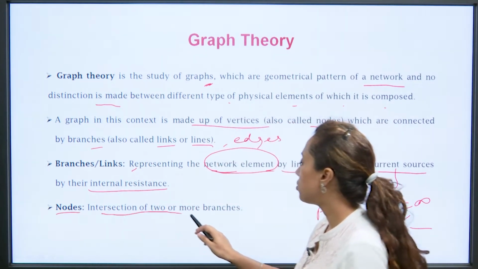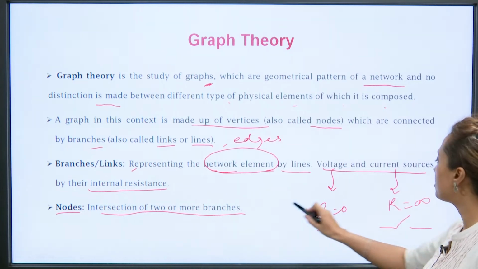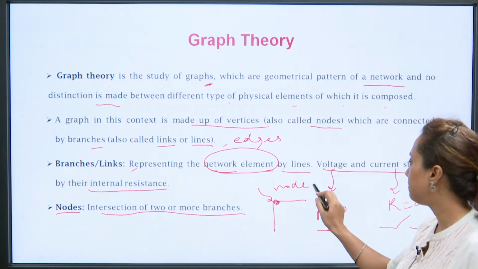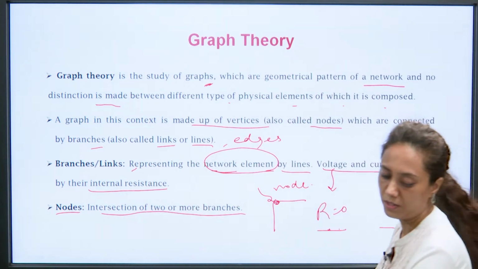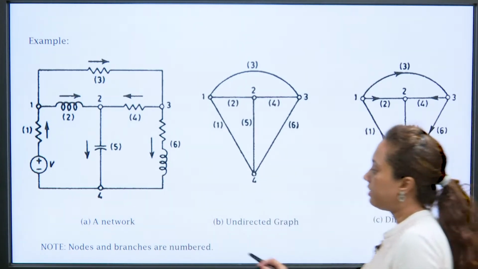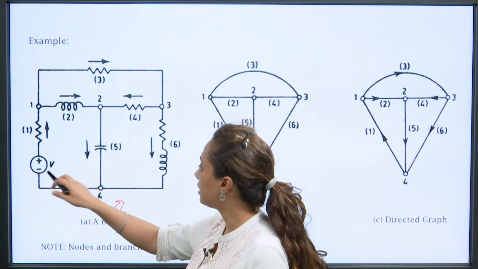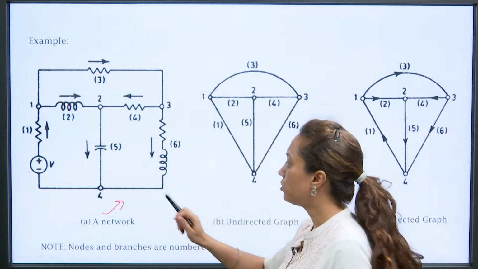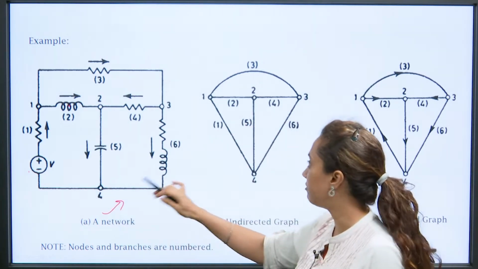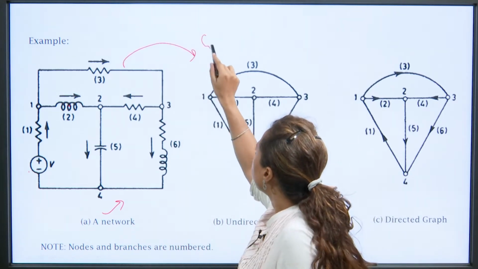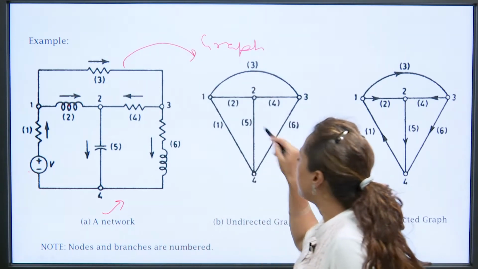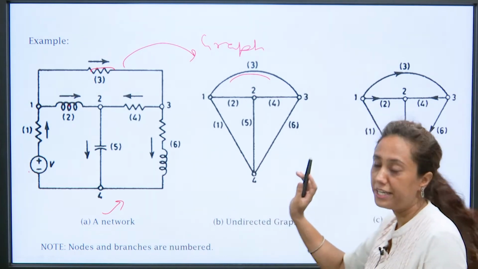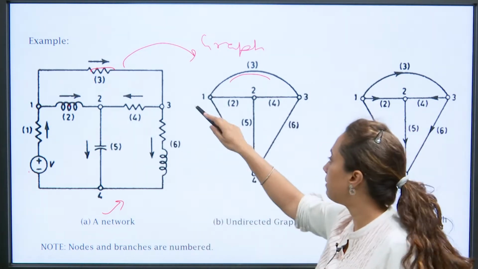Now, what is a node? A node is the intersection of two or more branches. When two or more branches get connected, that intersection point is called a node. It is also called a vertex. So for example, if this is the network given, it shows a voltage source, resistance, inductance, resistance and inductance, and a capacitance is also there. These are the different elements connected in this fashion. This is the whole network. This is the graph of it. Since each element has been represented by a line, no values are indicated, only each element is represented by a line. This is called a branch.